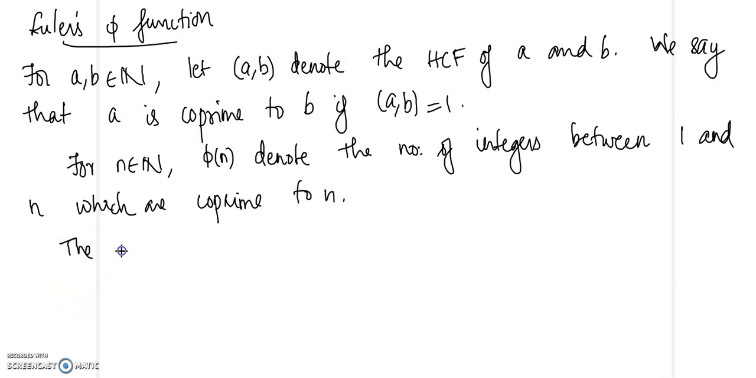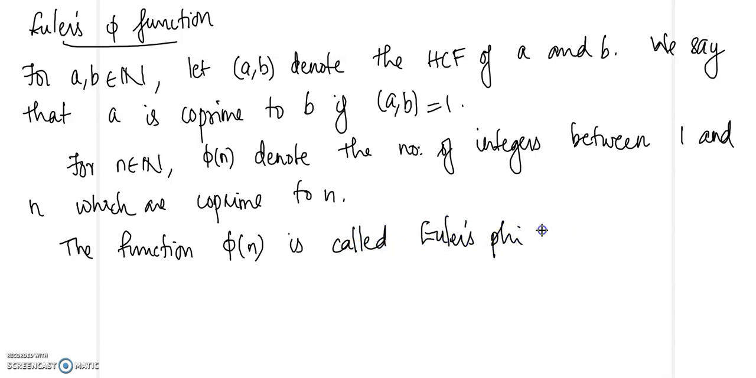So the function phi of n is called Euler's phi function, and then we have the expression for the value of phi of n using the prime factorization of n, which you have learned in number theory. So let us see that result.